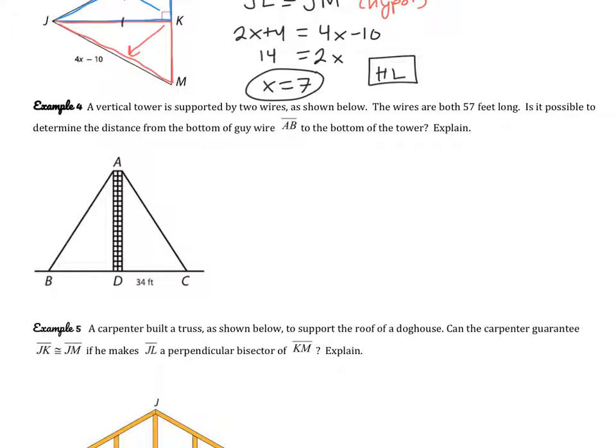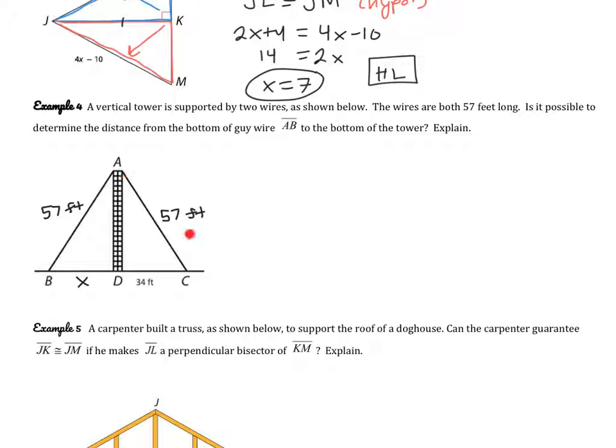All right, let's look down here at example 4. It says a vertical tower is supported by two wires as shown below. So here's our tower and here are the two wires. The wires are both 57 feet long. Let's label that in our picture. Is it possible to determine the distance from the bottom of the guy wire, AB, to the bottom of the tower? So they're essentially asking us to solve for x, or is it even possible to solve for x?